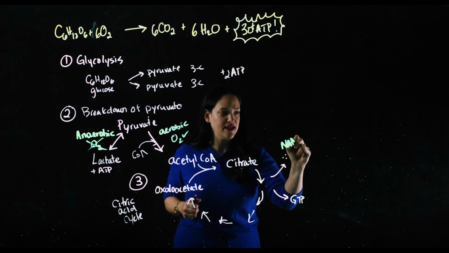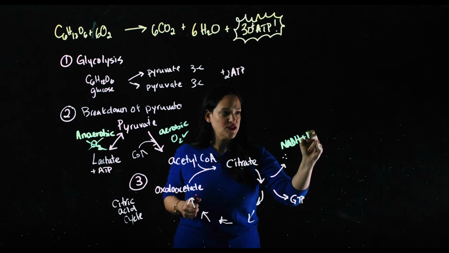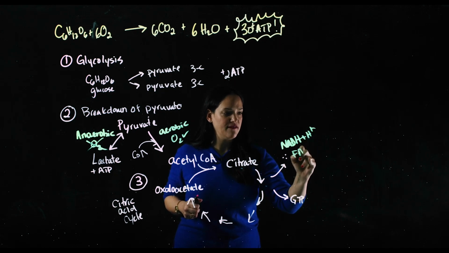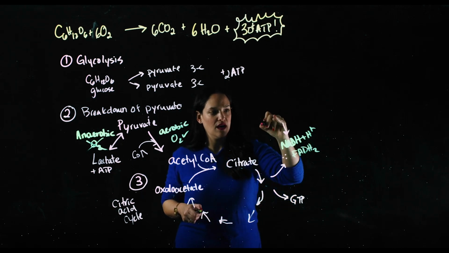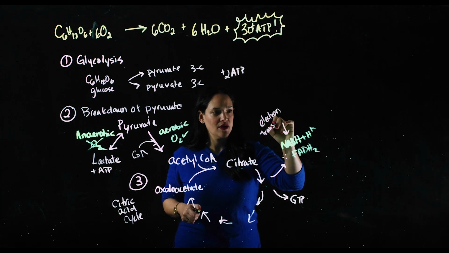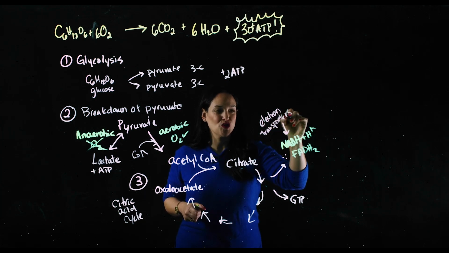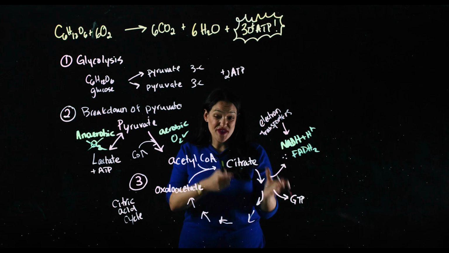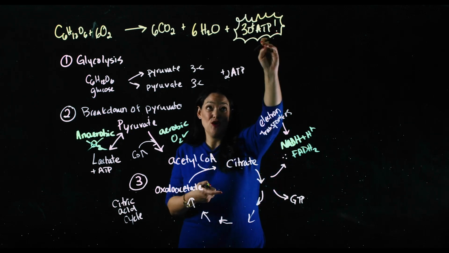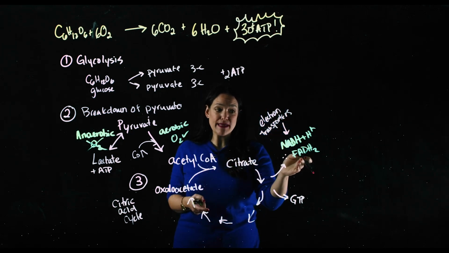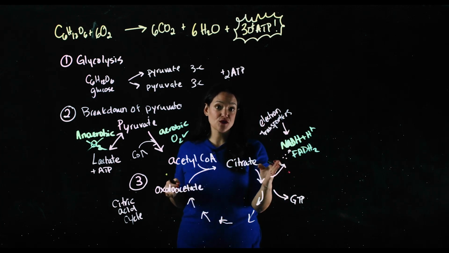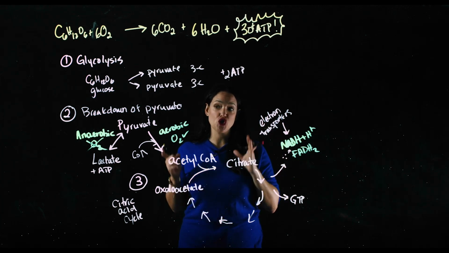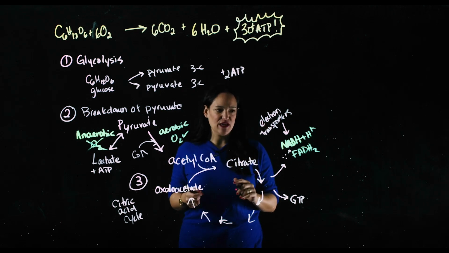transporters, NADH plus H plus, and something called FADH2. These are my electron transporters. So honestly, the main goal of this citric acid cycle, in order to get us to ATP, is for us to pick up electrons via these electron transporters, because these electron transporters are going to carry those electrons to the last stage of cellular respiration.